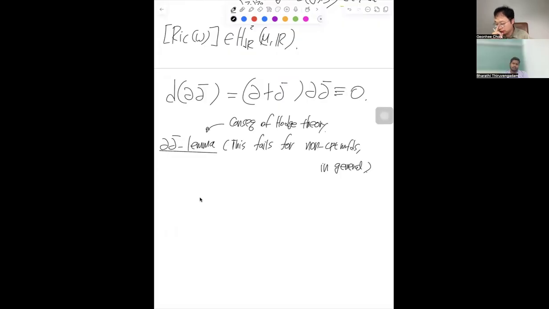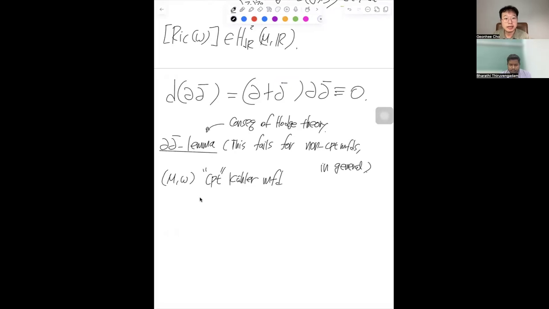I will not go over the proof for today. If any of you request, I'm very happy to do so, but at least not today. So M, omega, a compact Kähler manifold. This condition is crucial. Without compactness, we cannot state this.